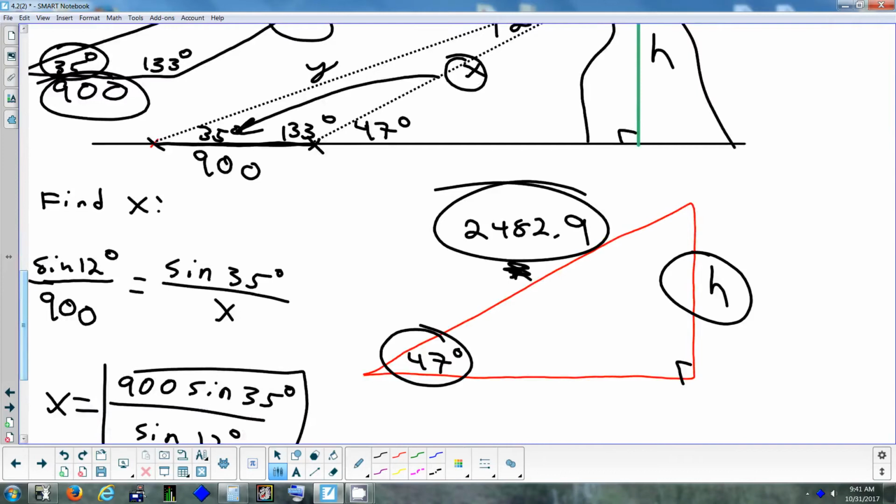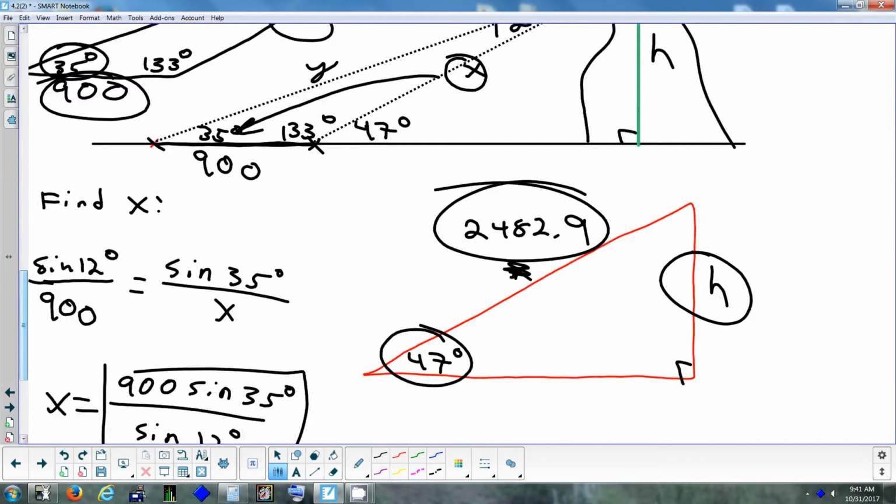So opposite, adjacent, or hypotenuse. Because remember, this is a right triangle now, so I'm going to go back to what we learned 2 weeks ago. I'm not going to use law of sines on a right triangle. I mean, I could, but that's a lot more complicated. The SOH CAH TOA stuff is a lot easier.